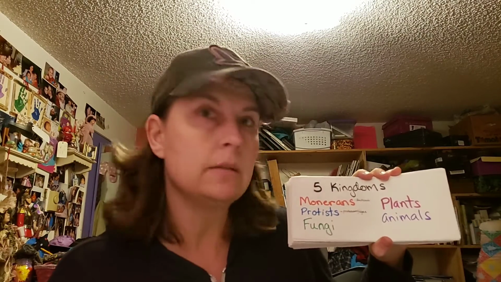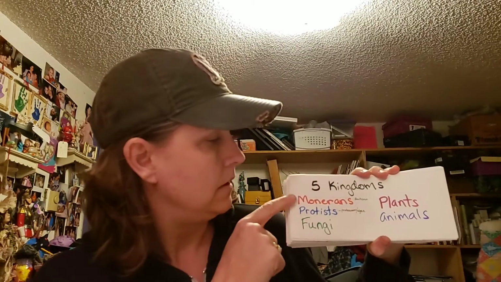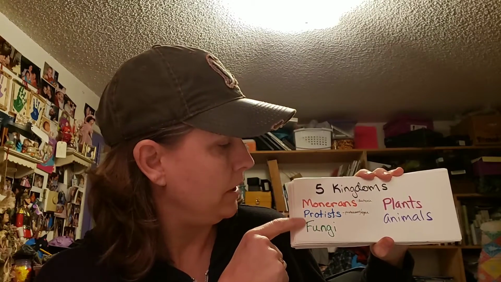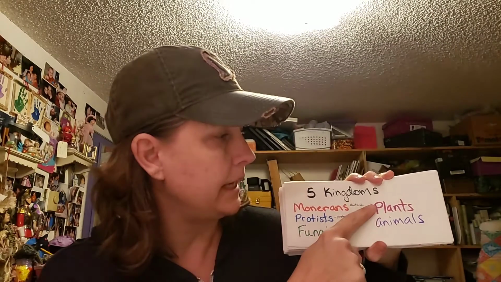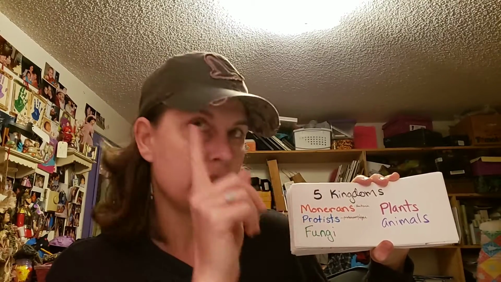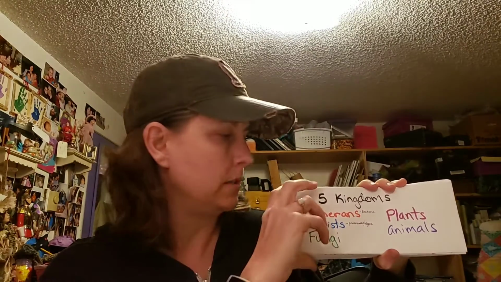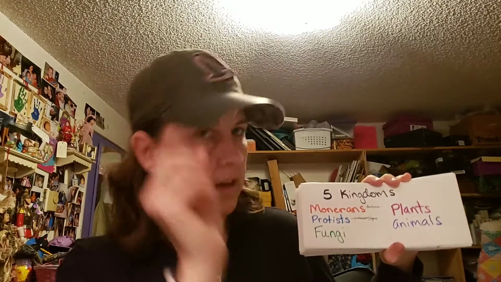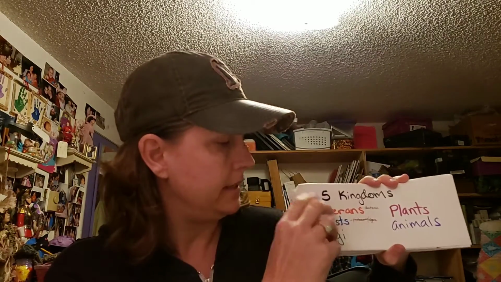The 5 kingdoms are monera, protists, fungi, plants, animals. Okay, mono means one. Remember, it's the first one. Protists is second. Fungi in the middle, plants and animals.